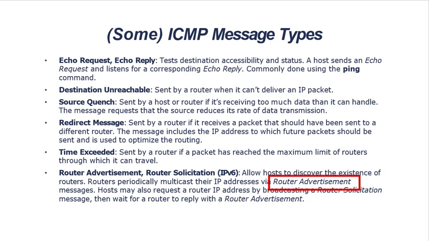And then also a host, meaning an end device on the network, if they need to find out where a router is or if a router exists, can actually request that a router respond to them with a router solicitation message. So that's the router advertisement and router solicitation messages that are only applicable to IP version 6.